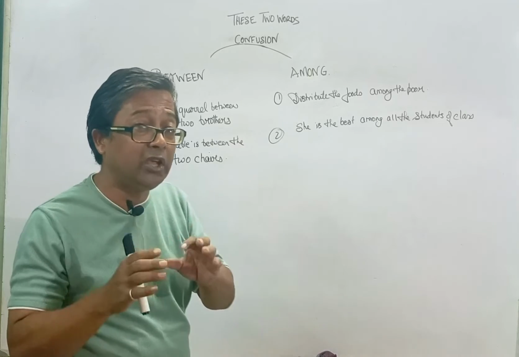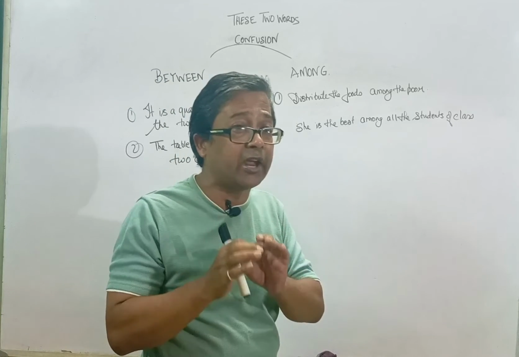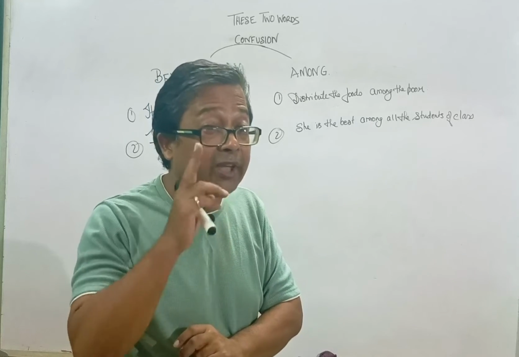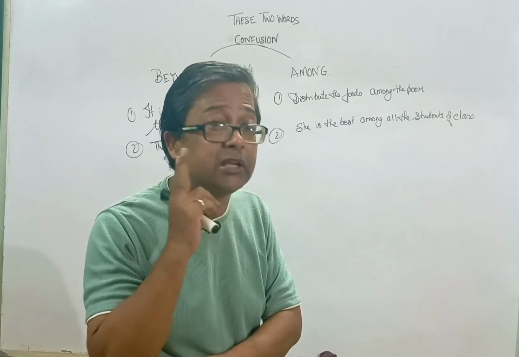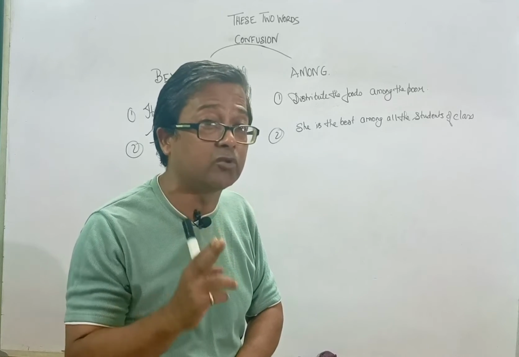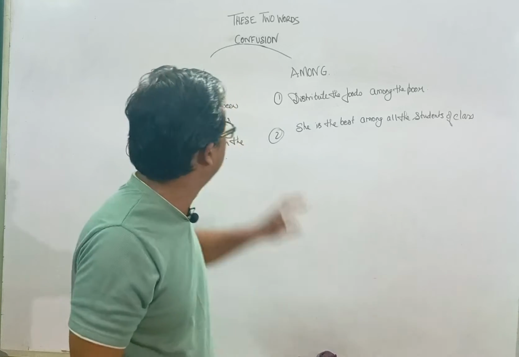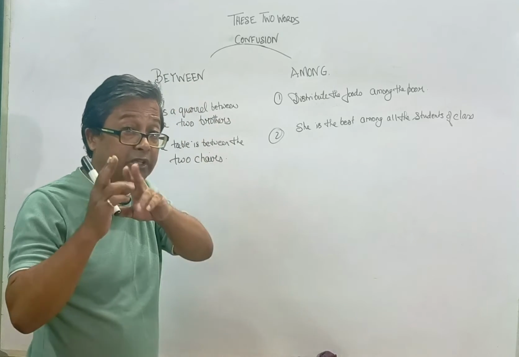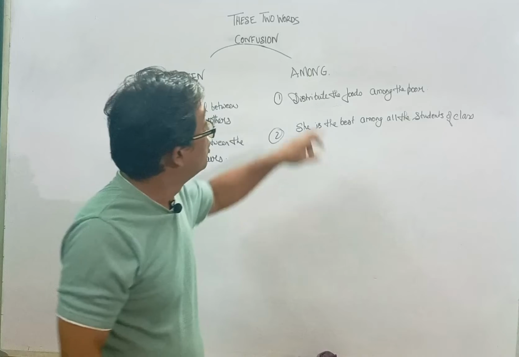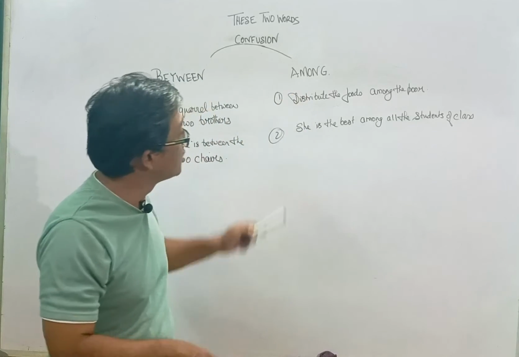So the key thing to understand about the use of "between" is that there are only two things in consideration. There are only two things. That's the key to use correctly the word "between." If you are thinking about only two, use "between." More than two, "among."